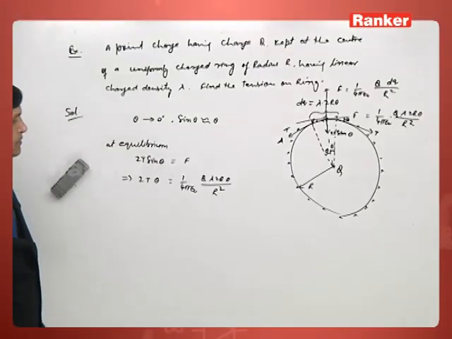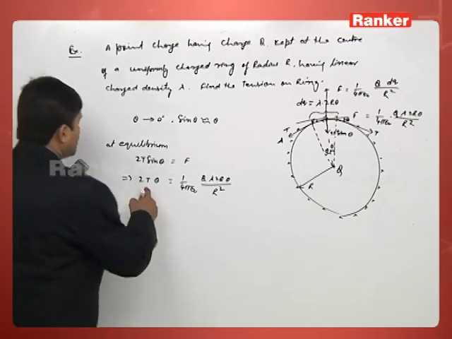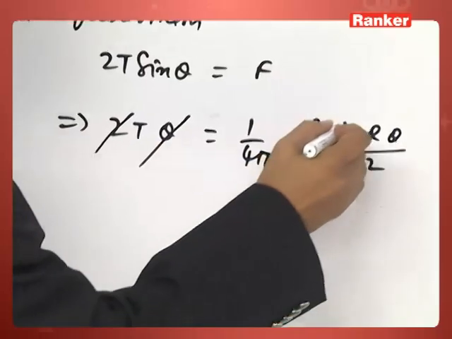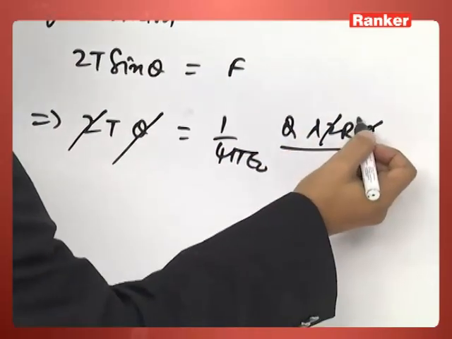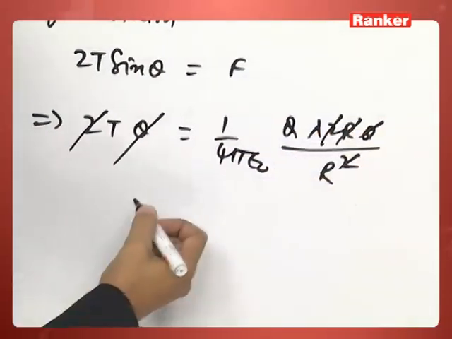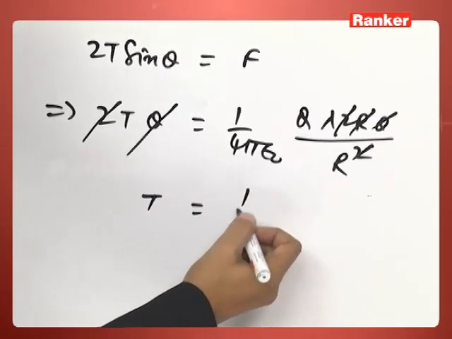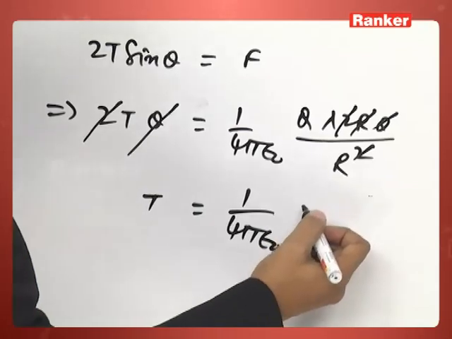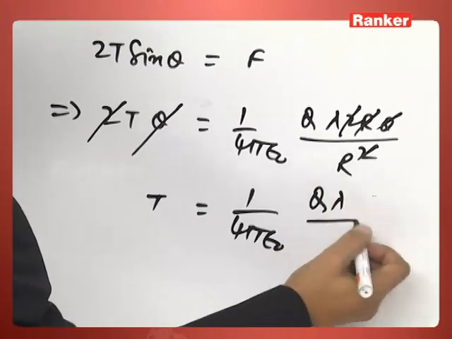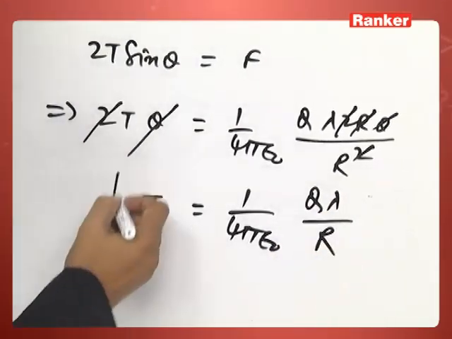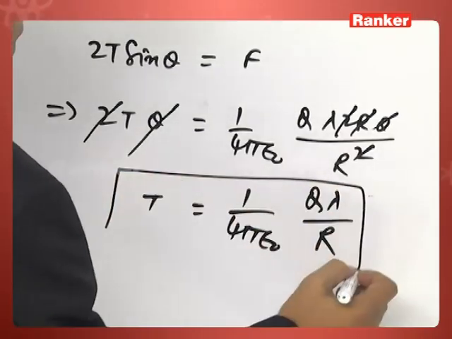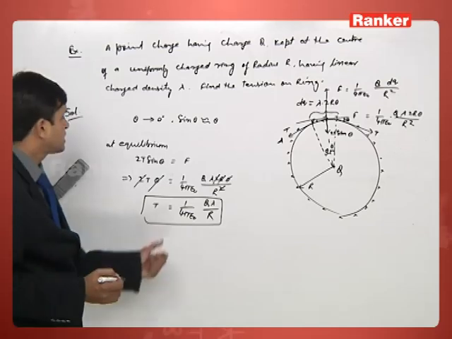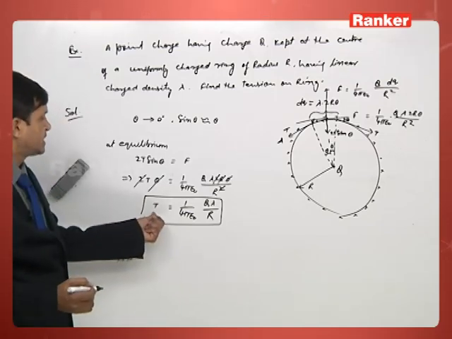Now simplify, we want tension. So 2 theta and 2 theta cancel, and 1 r and 1 r cancel. So tension will be 1 by 4 pi epsilon naught Q lambda by r. Okay, so likewise we can calculate the tension.